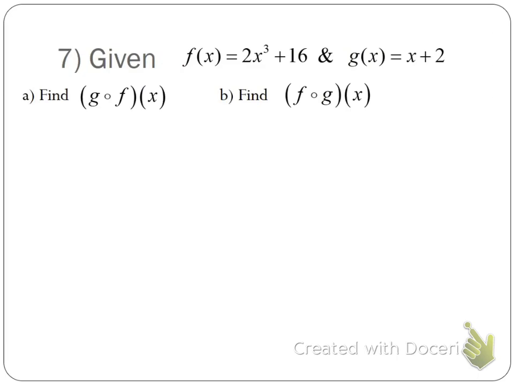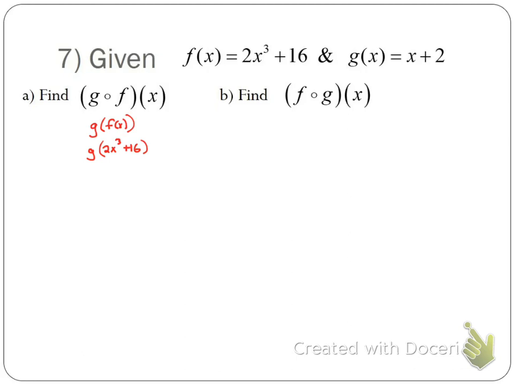So if I say this is f, this is g, find g of f of x. Here's how I think you should write it. You're trying to find g of f of x. And then what you want to do is you're going to find g of what is f of x? 2x cubed plus 16. So I write that in.